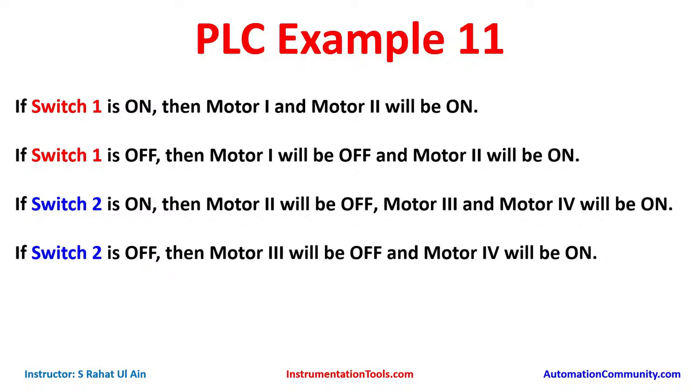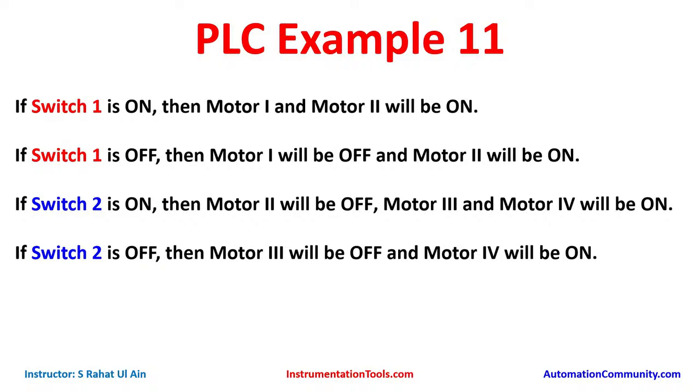So at first, when switch 1 is turned on, two motors get on, and then when it is turned off, one motor gets off but another motor still remains on. Similarly, when switch 2 is turned on, motor 2 gets off but motor 3 and motor 4 turn on, and then when switch 2 is turned off, motor 3 gets off but motor 4 still remains on. So for motor 2 and motor 4 we will use set coils, and for motor 2 we will use a reset coil, and then for motor 1 and motor 3 we will use simple coils, and for switch 1 and switch 2 we will use normally open contacts.